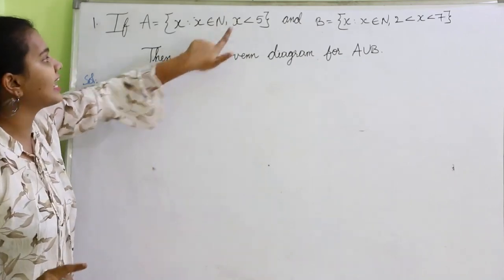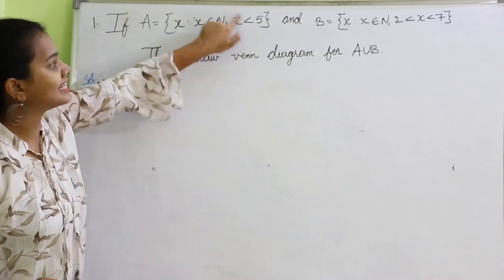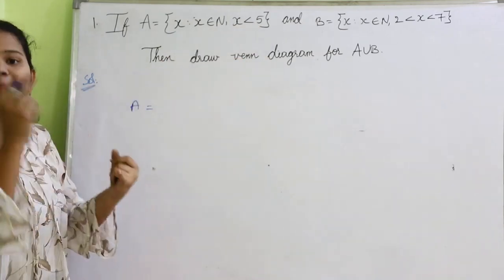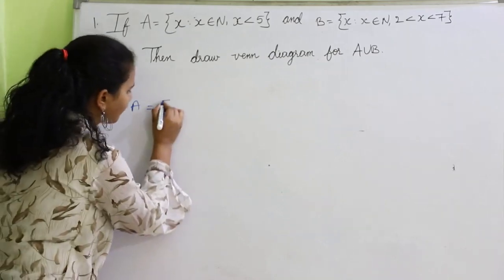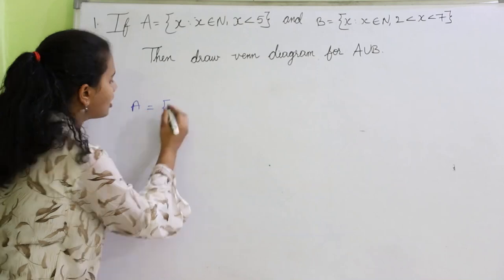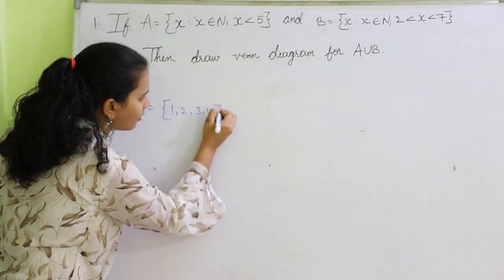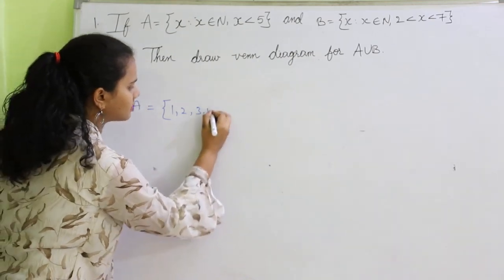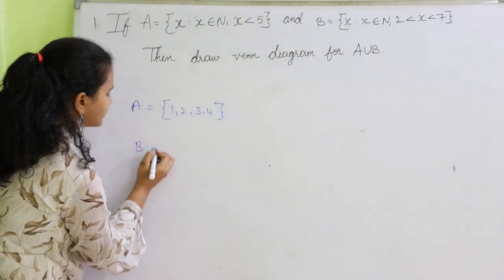So here I can say x is a natural number, right? When x is less than 5, then the A values will be 1, 2, 3, 4. Clear? So this is how we find the values of A. The A set value will be 1, 2, 3, 4. And what else? Here you have the B set.